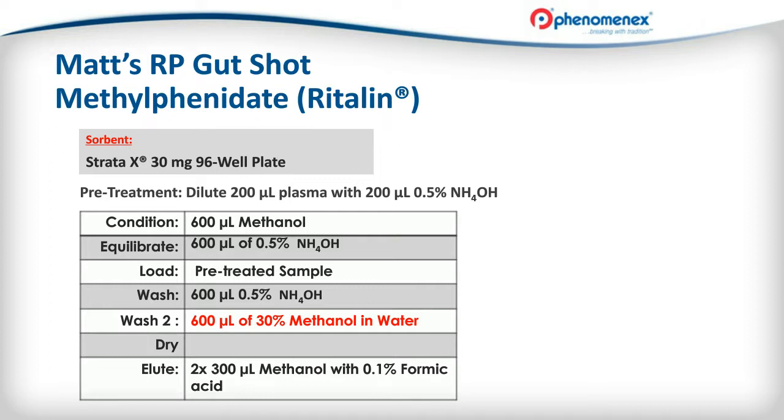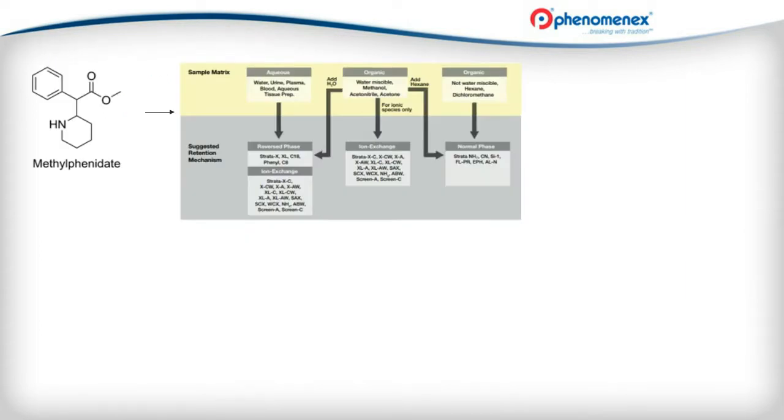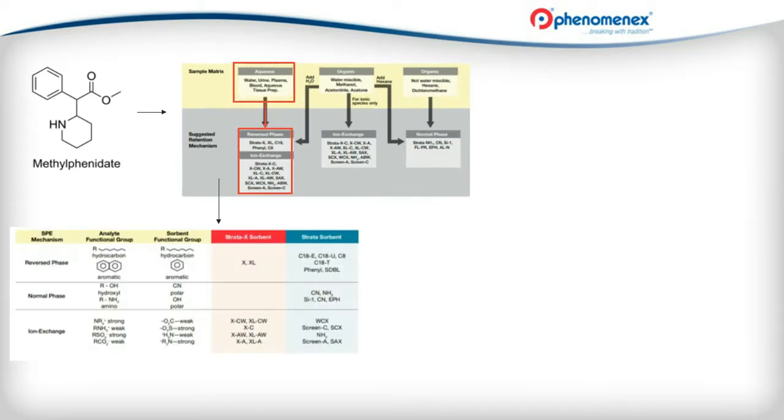Remember the log D value, which I think is hopefully the next slide. So this is the recovery: 68%, 4% RSD, 57% matrix effect. Not super clean, not the best recovery, really not my best effort, to be honest with you. But again, excluding the ion exchange portion of this, we can just follow this being an aqueous phase sample. We know that it's at least somewhat hydrophobic, and we can do reverse phase interaction.